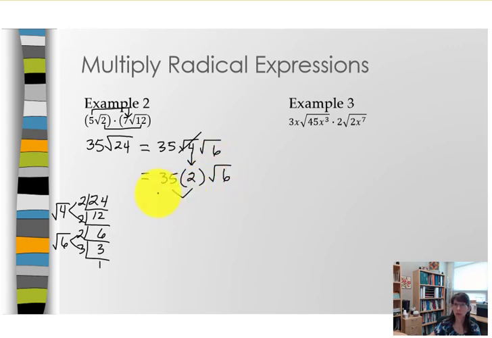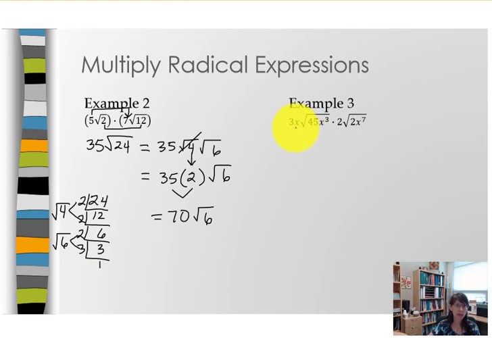35 times 2, those numbers have cleared the radical, so we can multiply and get the product, which would be 70 square roots of 6. That's our final answer. So notice how we often are using this factor ladder to help us break down our radicands into perfect squares because we're working with square root.